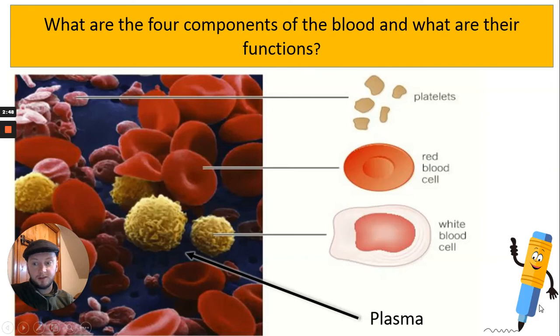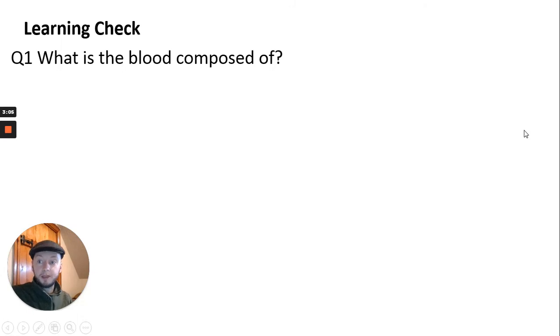We see the image of the pen here, so that means that you're going to need to write down the four components of the blood, which are platelets, red blood cells, white blood cells, and plasma. So pause the video now and do that. Okay, so you should be able to answer that question. What is the blood composed of? If you need to pause the video and memorize those four things, do so now and then answer it. Okay, so you should know that the blood is composed of plasma, platelets, red blood cells, and white blood cells. Very good.